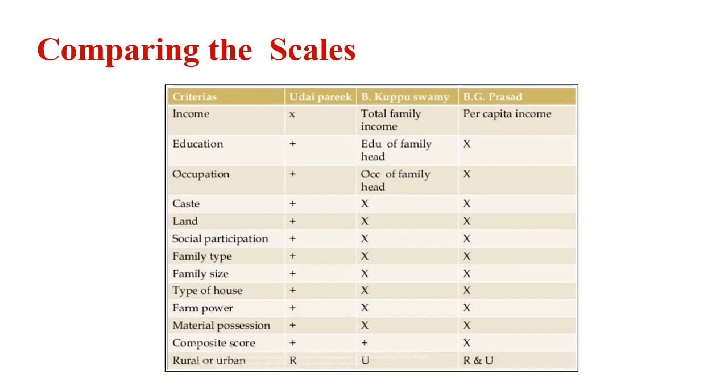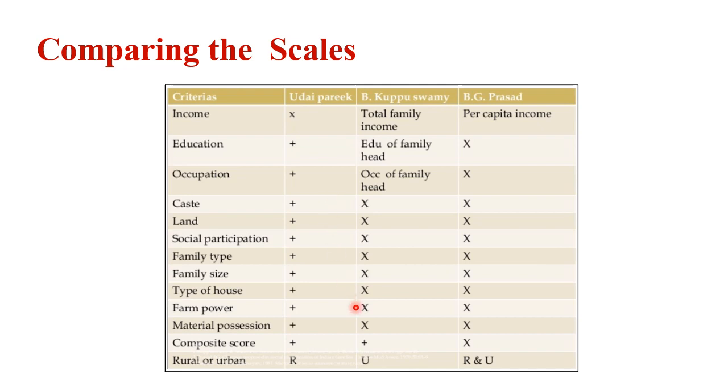Now this is the comparison of the scales like Uday Parikh scale, Kuppuswamy and BG Prasad. Their income was not considered in Uday Parikh scale. Education was missing in BG Prasad, as BG Prasad was only based on per capita income. Occupation was asked in Uday Parikh, Kuppuswamy, but it was missing in BG Prasad. Caste was asked in Uday Parikh. So this is the comparison of what different type of indicators are used by different scales.